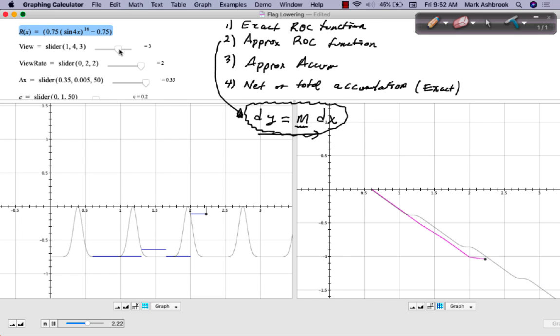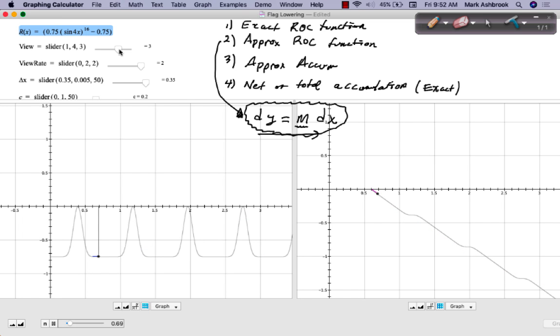But is it exact? Far from exact, right? It's certainly not the same, but it's not terrible, right? It's got the same kind of idea, right? It's negative and getting more negative. Starts at 0, okay? But it's definitely not our exact accumulation function that we're after.